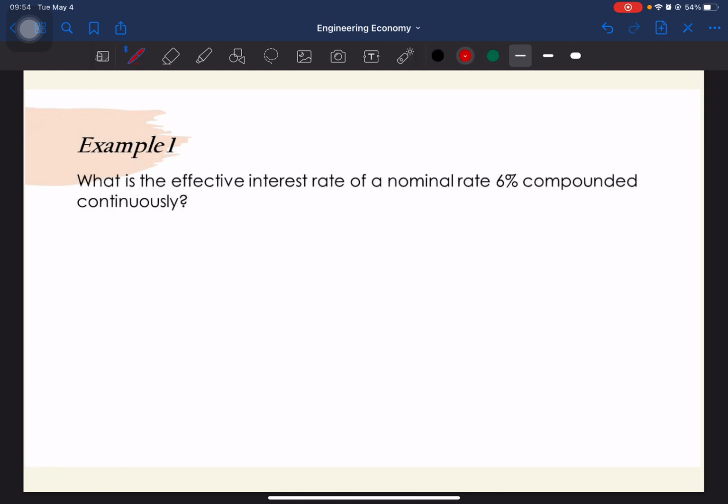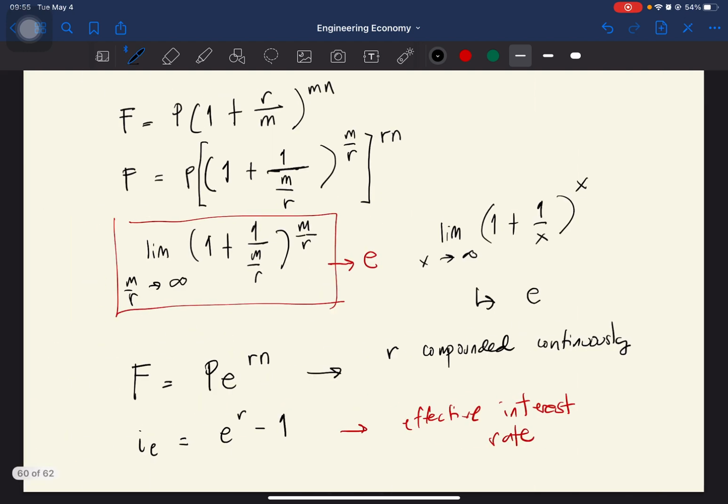Okay. So, example number 1. Ang sabi, what is the effective interest rate of a nominal rate 6% compounded continuously? So, ang hinahanap natin is effective interest rate ng rate na to. So, this is very basic kasi direct substitution lang.